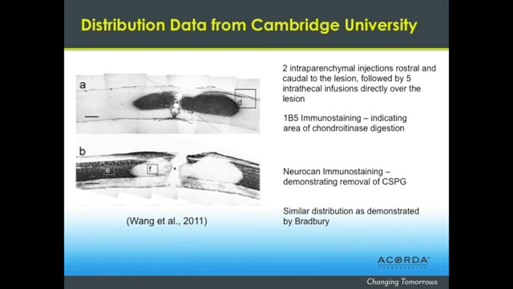Similarly, in addition to the intraspinal injections that you see here, they also treated the cord 5 times with chondroitinase, basically bathing the cord. And what you see is some rim of darkness, evidence of digestion, but you really don't see any significant penetration into the cord.